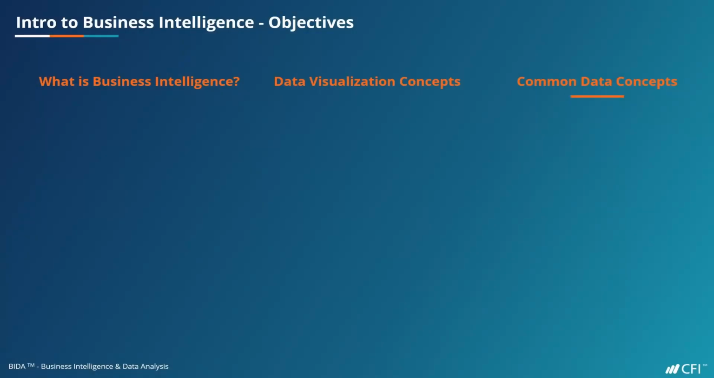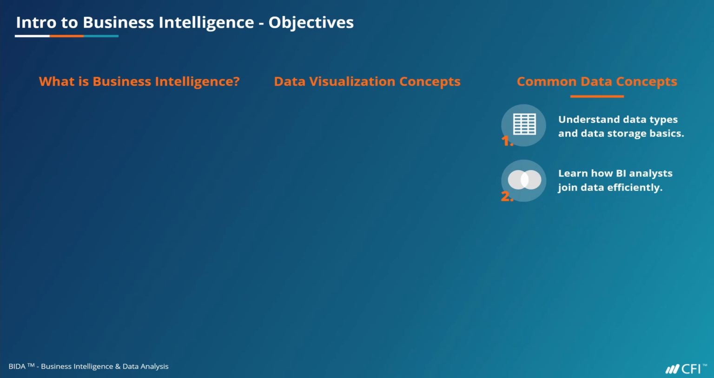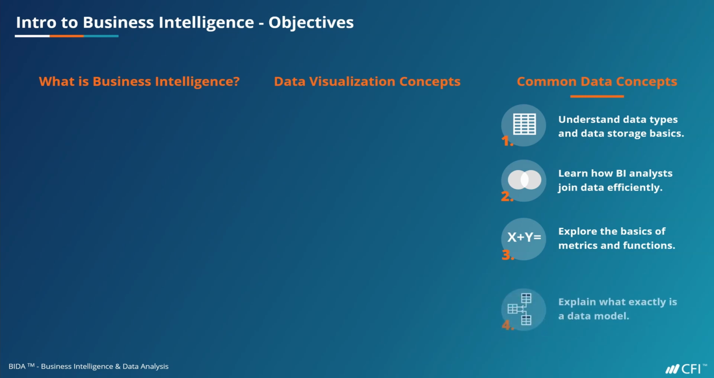Common data concepts. This chapter is about getting familiar with those terms that come up frequently in business intelligence with regards to data. I want you to understand data types and data storage basics. You'll learn how BI analysts join data from different tables efficiently. We'll explore the basics of metrics and functions and how they can be used to manipulate values. Finally, we'll go through exactly what a data model is.